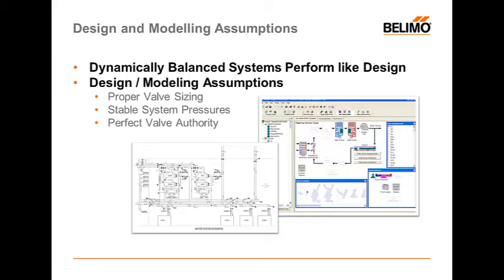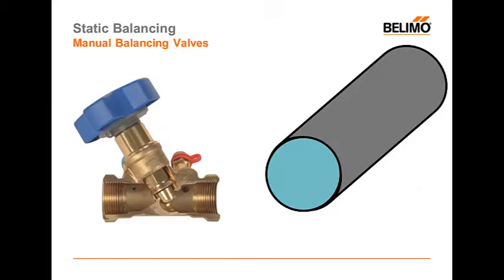As we'll see from the following examples, none of these assumptions are fair unless we're using pressure-independent valves, and therefore, if we want our buildings to behave in the same manner in which our modeling shows them to, we need to put in the type of equipment that matches the model.